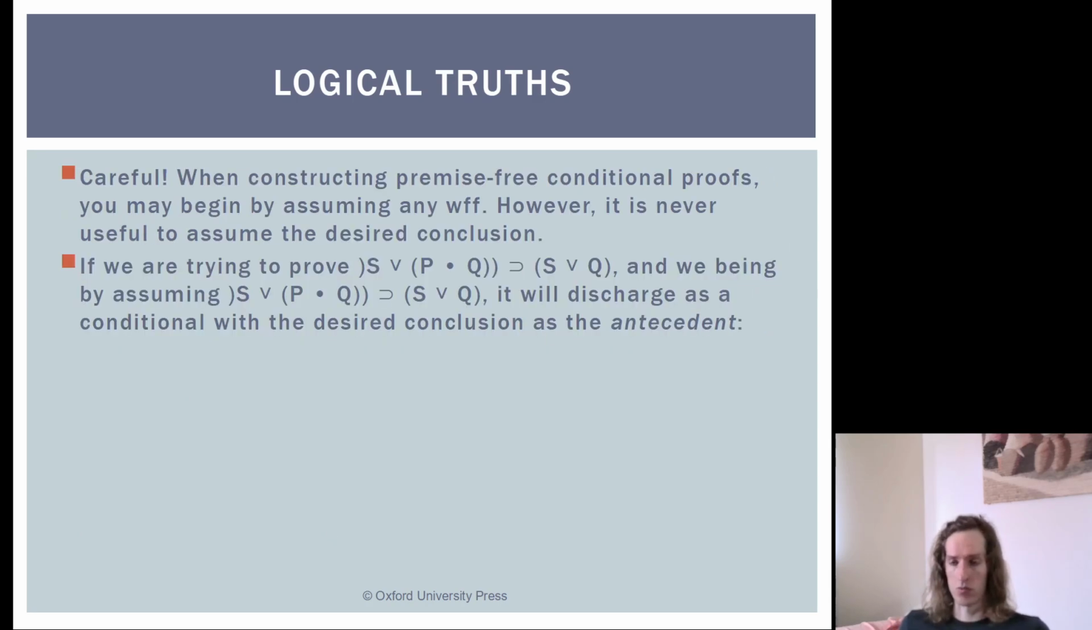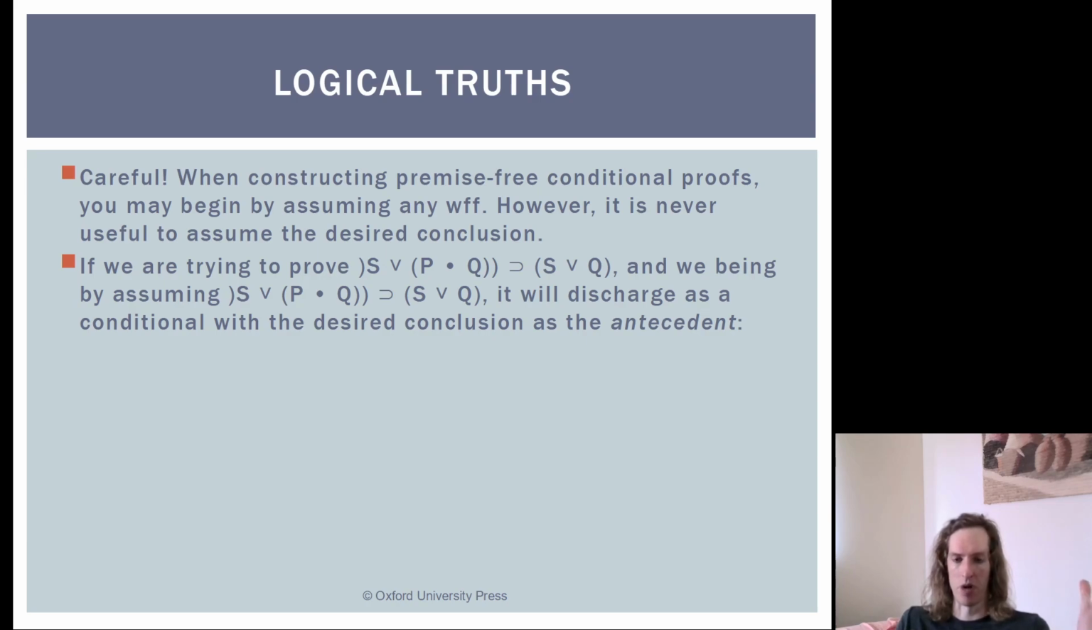All right, something to be careful of here: when constructing premise-free conditional proofs, you may begin by assuming any well-formed formula. You can assume whatever you want. However, it is never useful to assume the desired conclusion. So if we were trying to prove that if S or P and Q, then S or Q, and we begin by assuming the entire thing, it will discharge as a conditional with the desired conclusion as the antecedent. So it seems like, if we want to show that something is a logical truth, can we just assume that the whole thing itself is true?